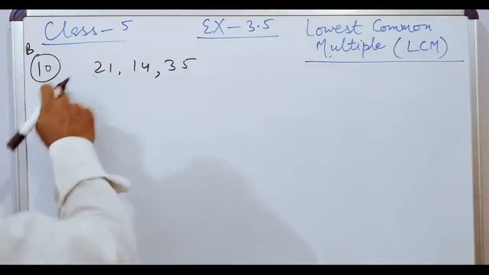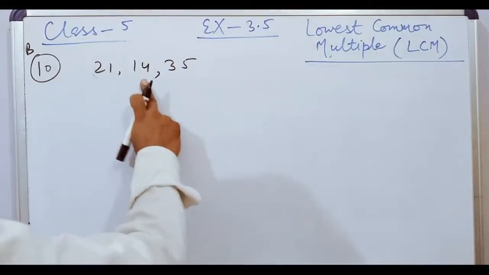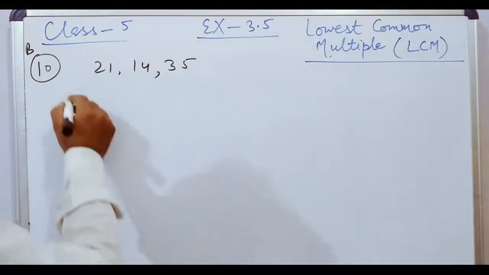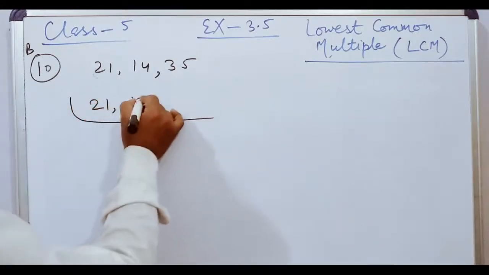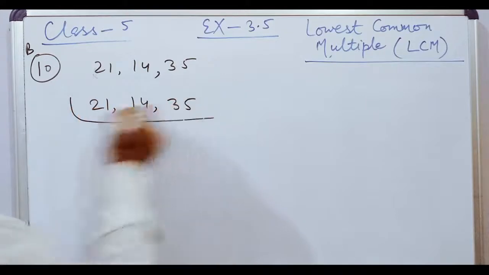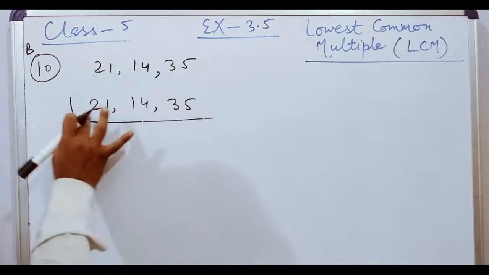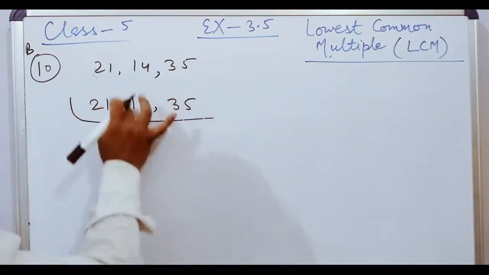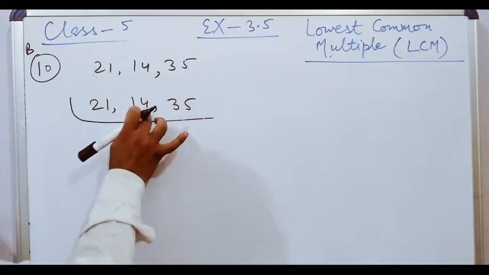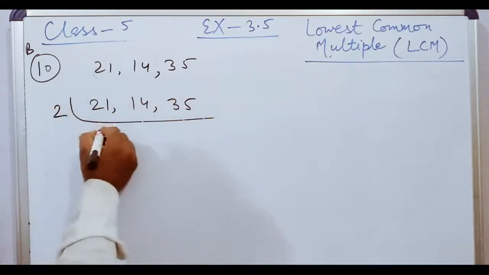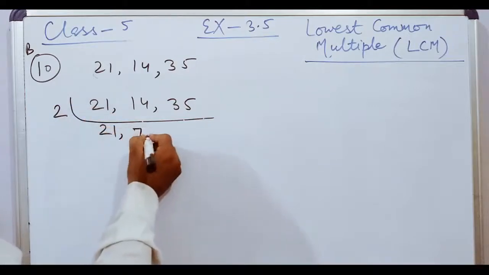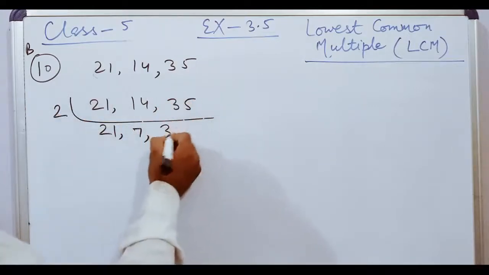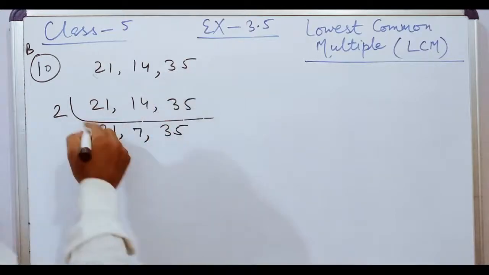B part, question number 10. We have to find the LCM of 21, 14 and 35. How? By the short division method. 21, 14, 35. So we can divide by 2. Why? Because 14 is an even number. 21 is not divisible, so we will write it the same. 35 we will write the same, because it is not divisible by 2.